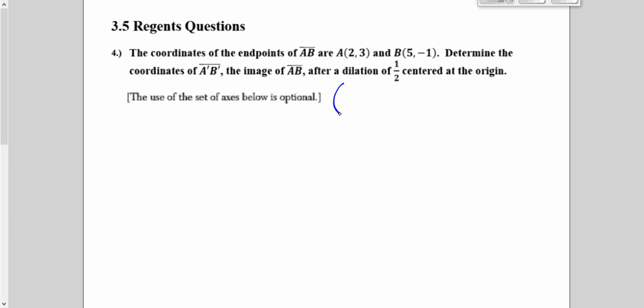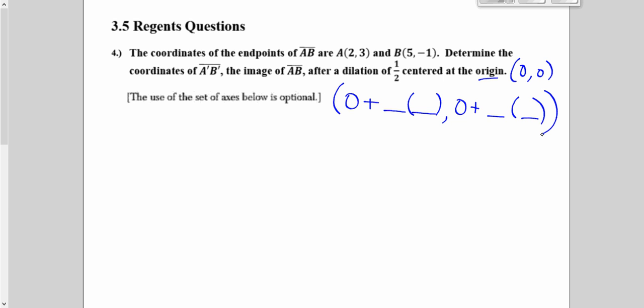0, 0. Yeah, because it says the origin. So we're going to use 0, 0, right? So I kind of want to say 0 plus that times that, comma, 0 plus that times that. Follow me?